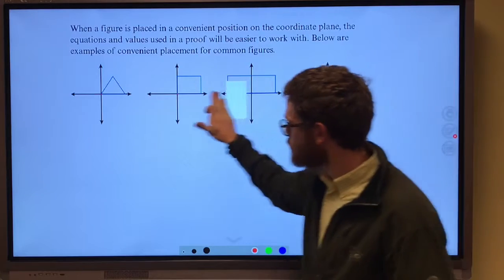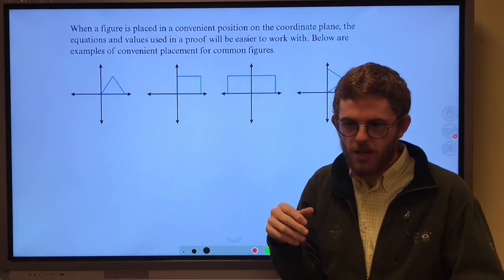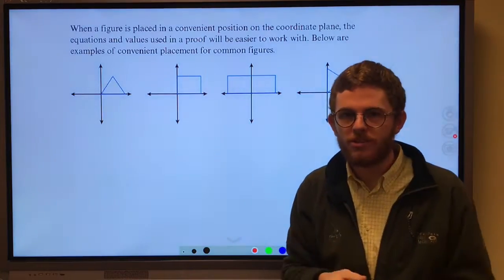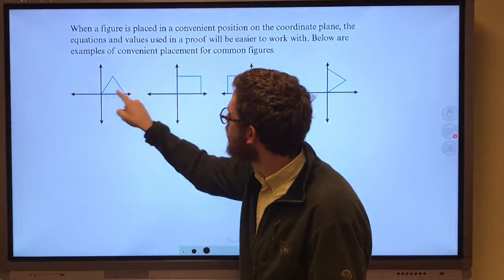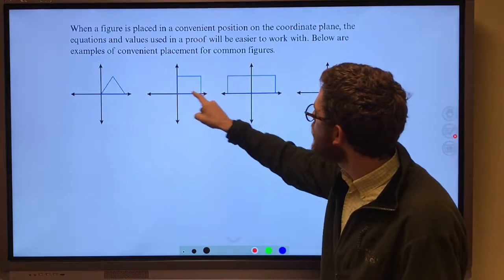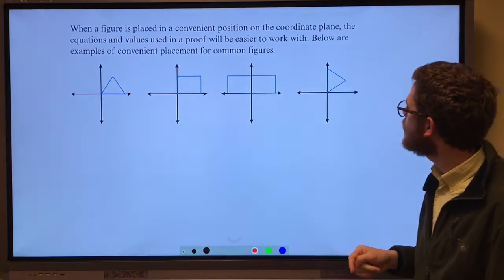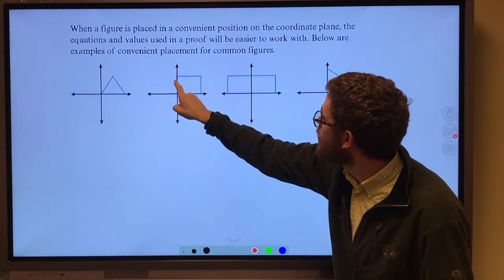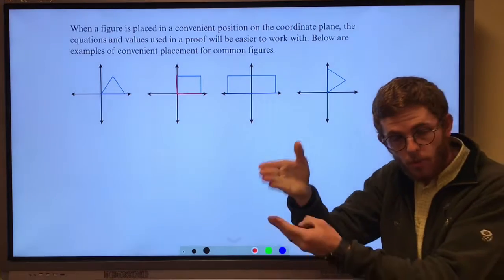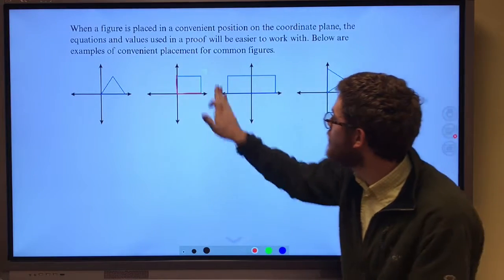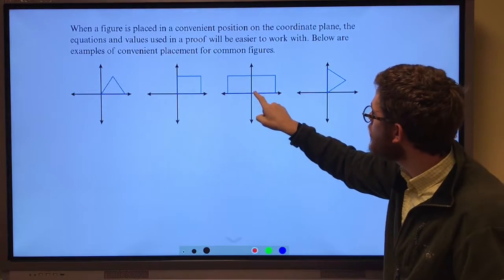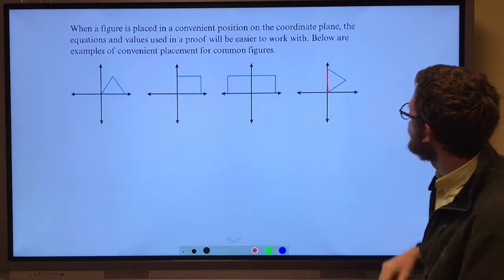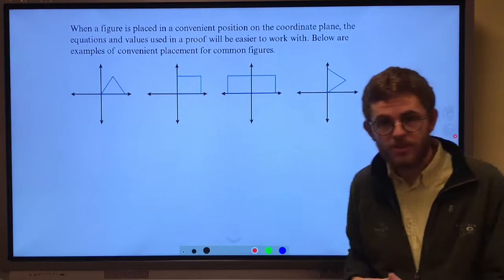Another thing is to try to use one of the axes as one of the sides to your polygon. Notice right here, that is the base of that triangle. Here, it's the base of that rectangle. Even that rectangle, that rectangle right there, we use the y-axis as the height and the x-axis as the base. Here, we're using the x-axis as the base, and here we're using the y-axis. So that's another convenient thing we can do.